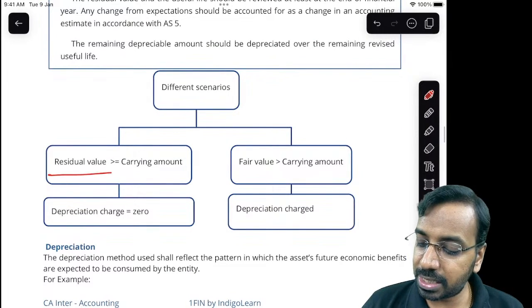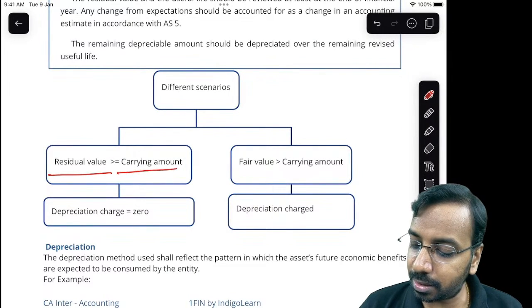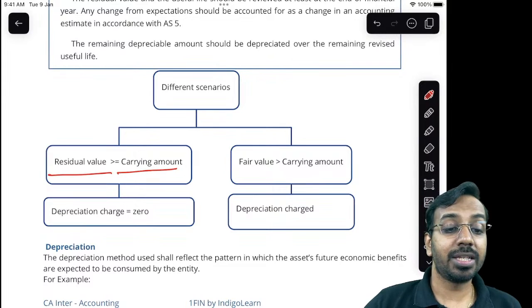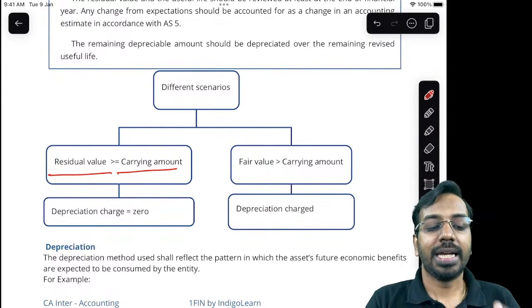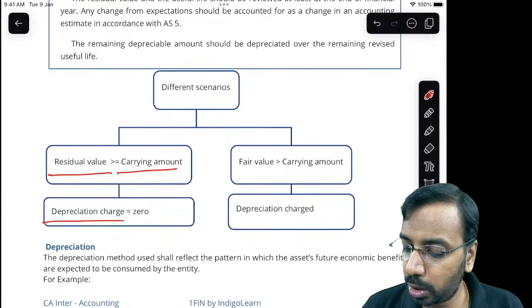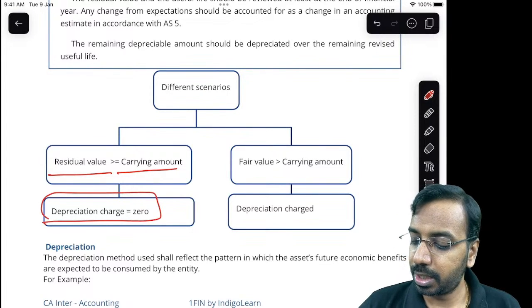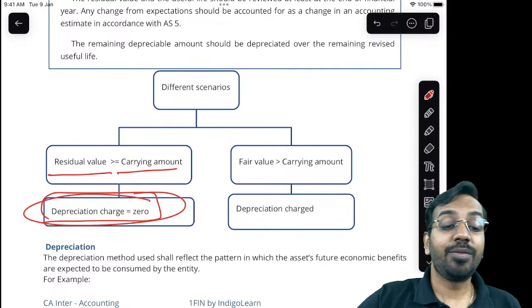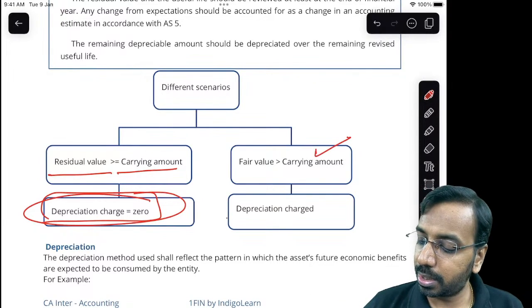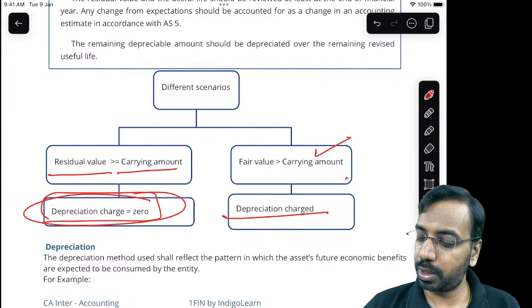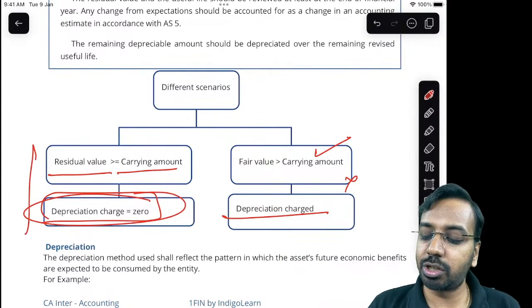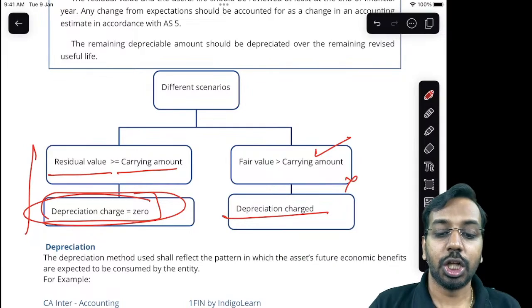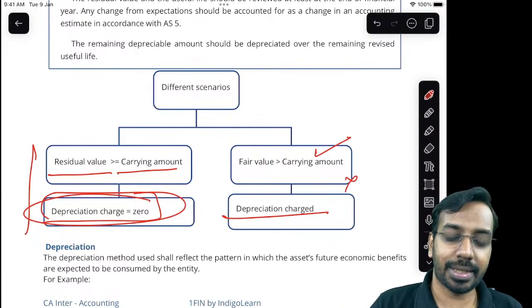Now, if the residual value is greater than the carrying amount, for example, residual value became greater. Subsequently, when we re-estimated the residual value, it became greater than the carrying amount. You will not charge any depreciation. If the fair value is greater than the carrying amount, you will continue to charge depreciation. So this you can ignore for your exam point of view. This is more important. If residual value is greater than the carrying amount, you will stop charging depreciation.